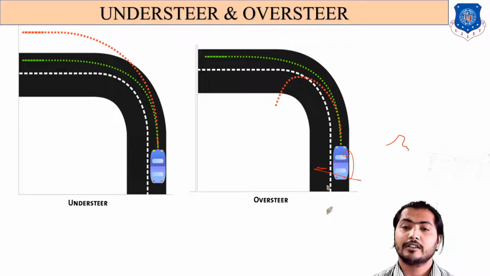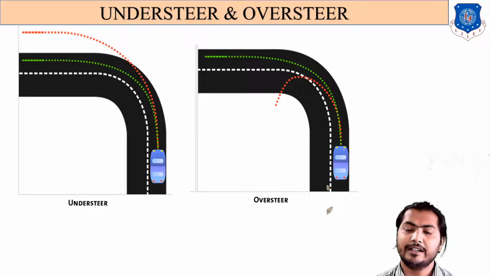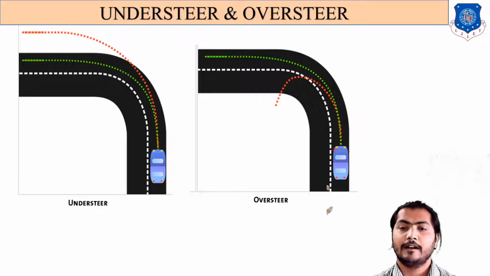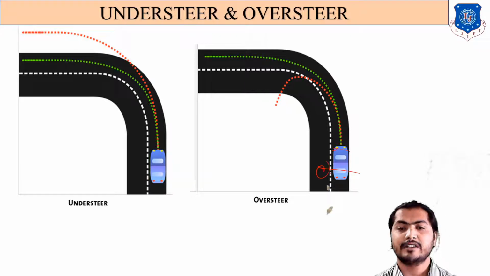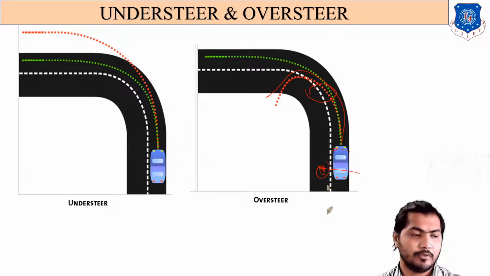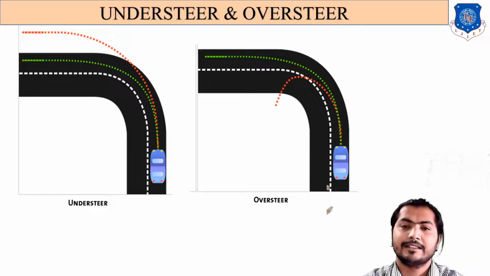The rolling force is predominant on this side, so the front wheel rolling is less compared to the rear wheel drive. That means rotational motion is more on the back or rear side. At that time your vehicle turns like this and goes inside, not following the proper or required path. That is known as the oversteer mechanism.